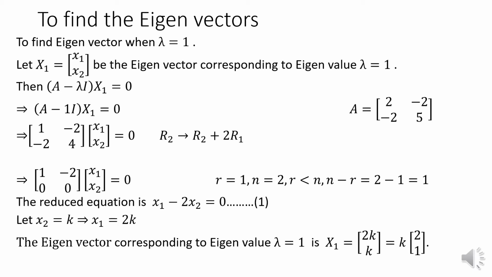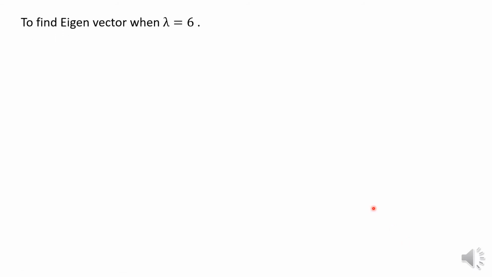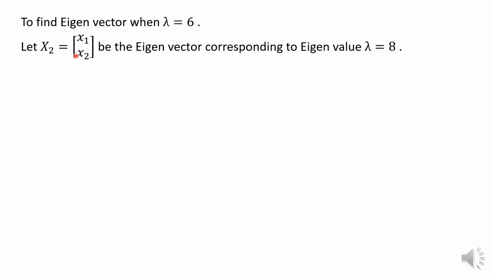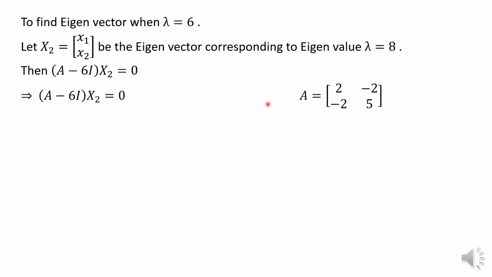In the next slide you calculate the eigenvector corresponding to the eigenvalue lambda is equal to 6. You take X2 as the eigenvector [x1, x2] corresponding to the eigenvalue lambda is equal to 8. Sorry, here it becomes 8, so it should be 6. Make it correct. Here the eigenvalue turns out to be 8. It is not 8, it is 6. Make it correct. Therefore substituting the value of lambda 6 here, so we get (A minus 6I) X2 is equal to 0. This is the matrix A.